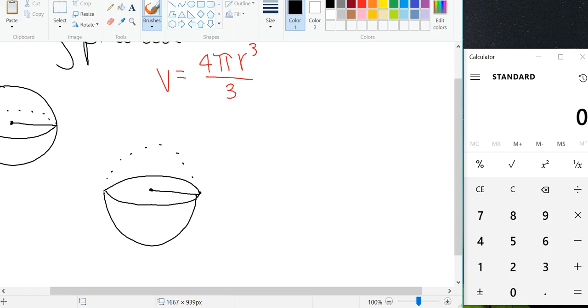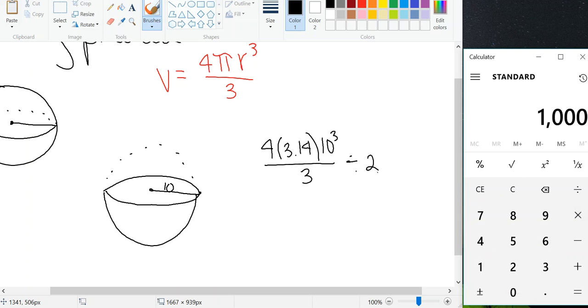So let's try that just really quickly. Let's say I'm giving you a radius of 10. I know we already did a problem like this, but that's okay because we're doing it a little bit differently now. So I have 4 times pi times r cubed divided by 3, and at the very end of all of that we're going to divide it by 2, cut it in half. So let's do that. I'm going to take 10 and times it by itself 3 times, then I'm going to times that by pi, then I'm going to times that by 4.